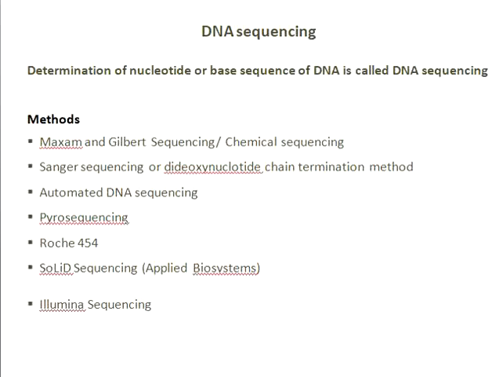Hello everyone, today we are going to see the DNA sequencing technology. DNA sequencing means determination of the nucleotide or base sequence of DNA. We have several different methods for DNA sequencing: Maxam-Gilbert, Sanger sequencing, automated DNA sequencing, pyrosequencing, Roche 454, SOLiD sequencing, and Illumina sequencing. So today we are going to see Sanger sequencing, also known as the dideoxy chain termination method.